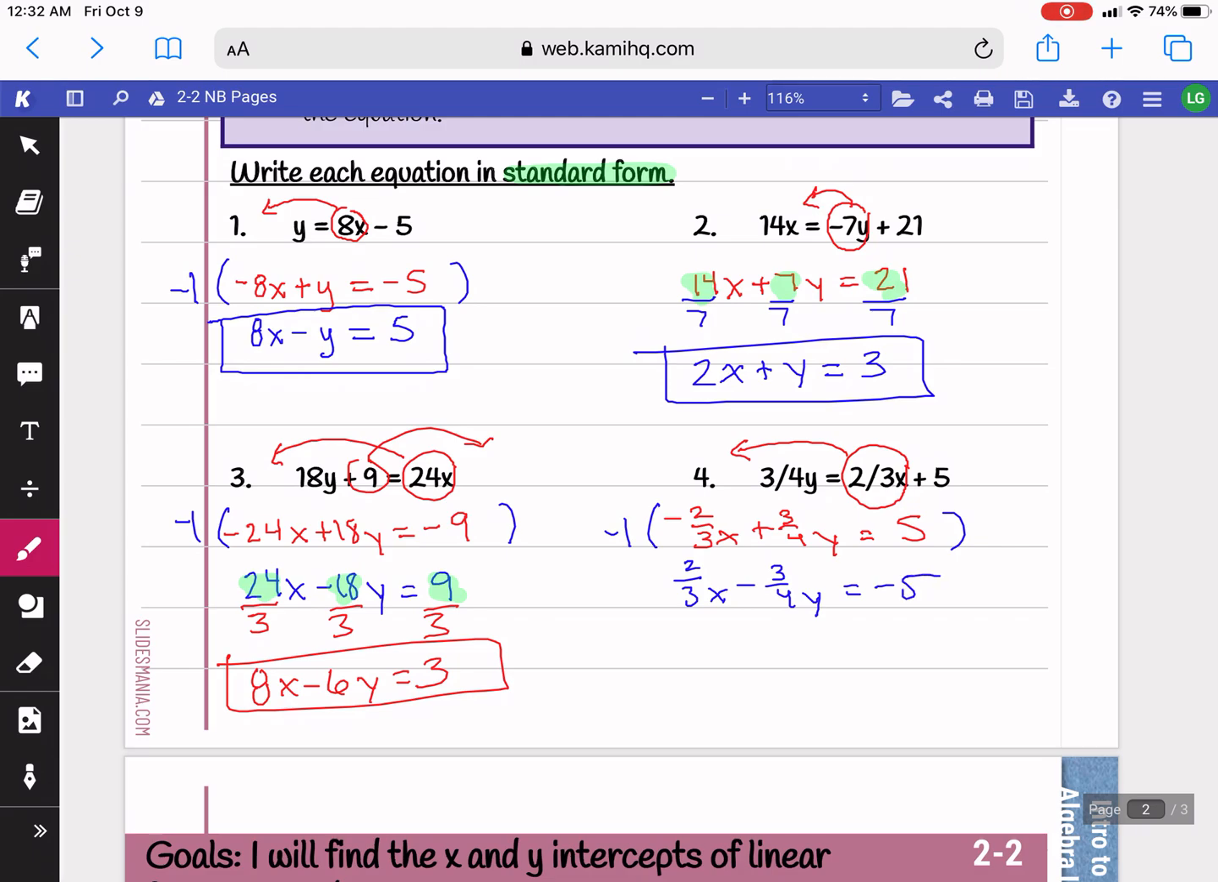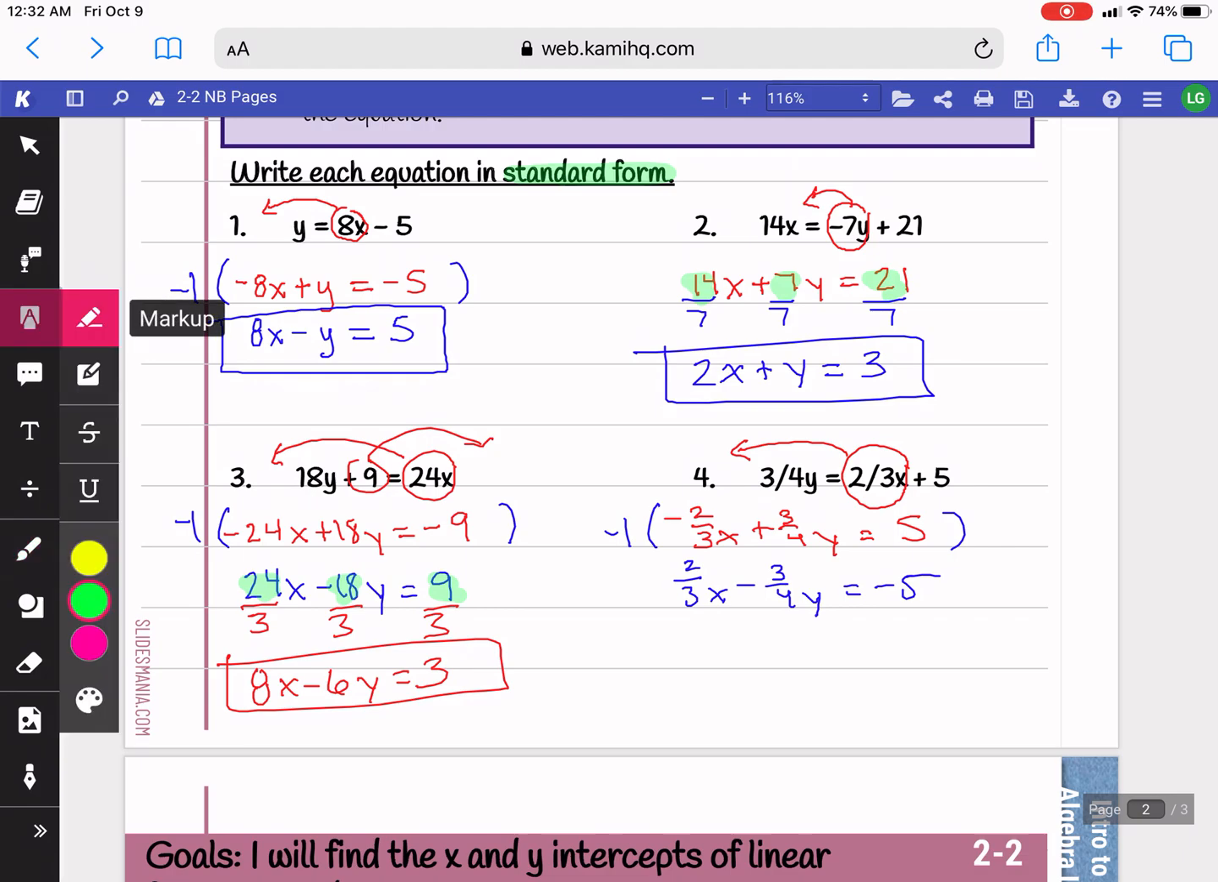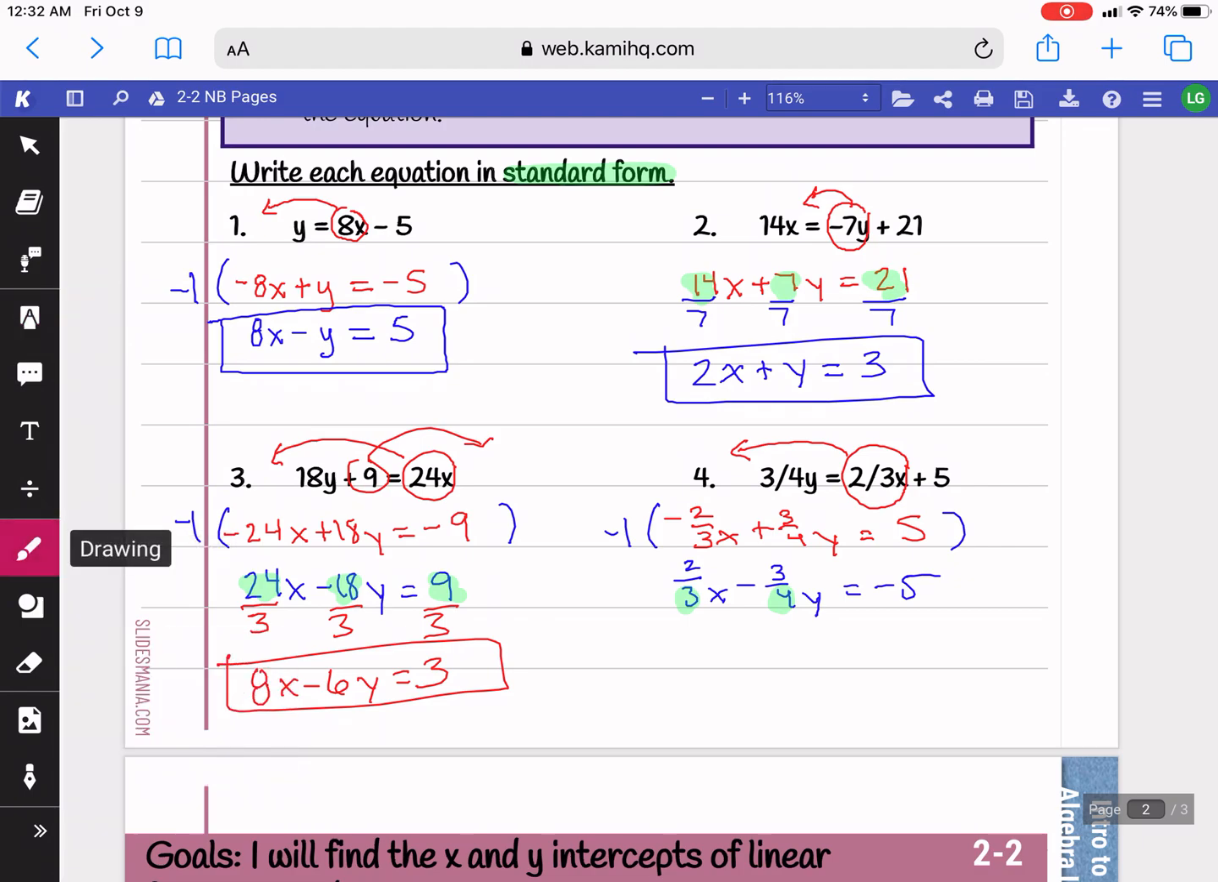This problem has fractions. We don't want fractions, so we're going to undo them by multiplying by a common denominator. So my denominators right now are 3 and 4. A common denominator of 3 and 4 would be 12. So I'm going to multiply everything by 12 to get rid of fractions. 12 times 2/3, or 24 divided by 3, is 8x. 12 times 3/4, or 12 times 3 is 36, divided by 4 is 9y. And 12 times negative 5 is negative 60. So now I have it in standard form.